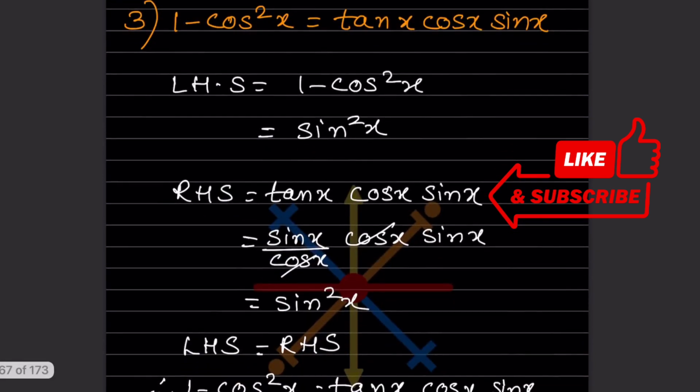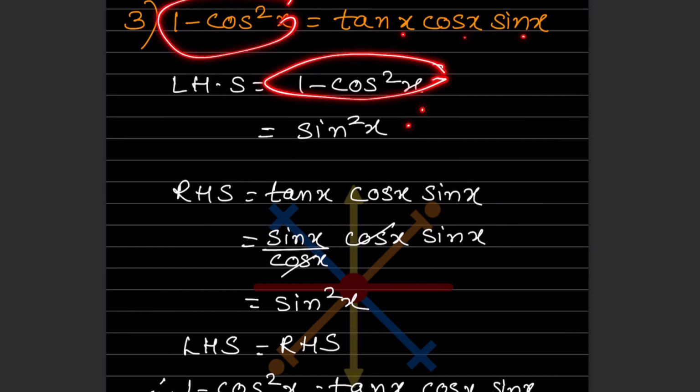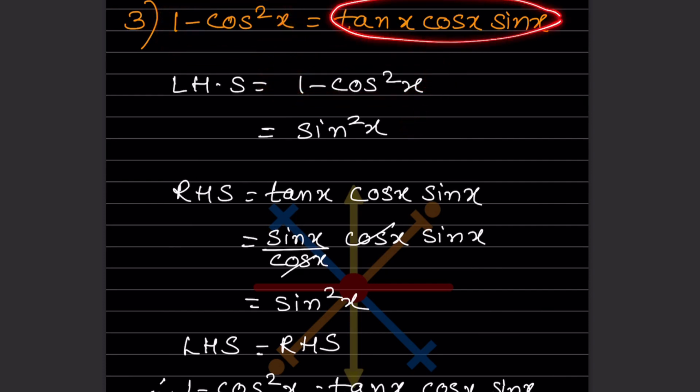Now the next one, 1 minus cos square x is equal to tan x cos x sin x. So left hand side as it is. So you know 1 minus cos square x is equal to sin square x, the first identity. Now let us take this RHS. So tan x we can write as sin x by cos x. This cos x as it is, sin x as it is.